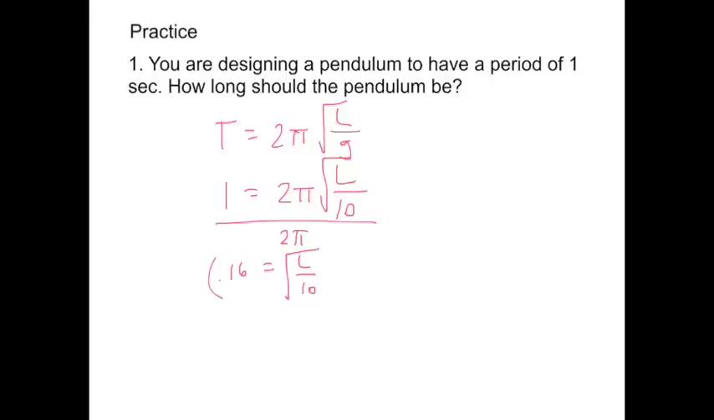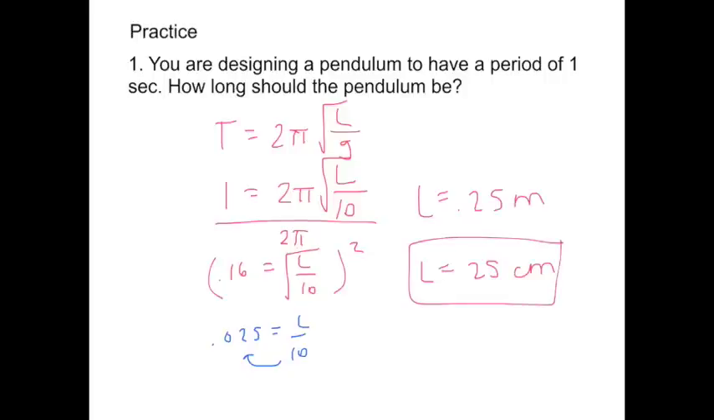So then I'll square both sides to get rid of that square root, and I'm left with 0.025 equals L over 10. Now just by multiplying this 10 over to the other side, I get that L is equal to 0.25 meters, or in other words, L equals 25 centimeters. That would be the length of the pendulum.